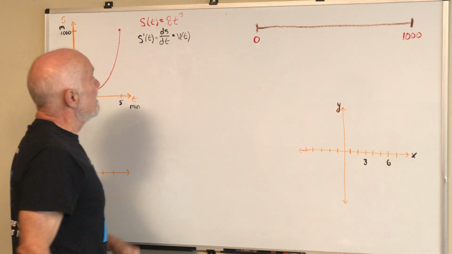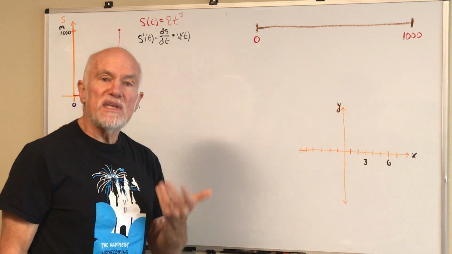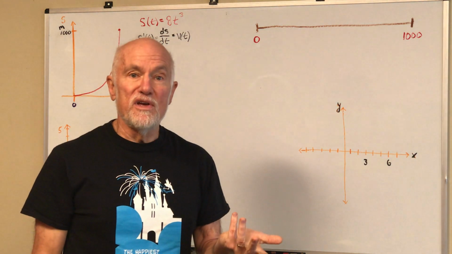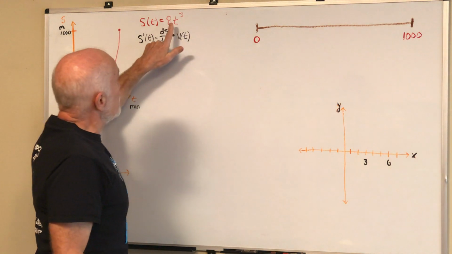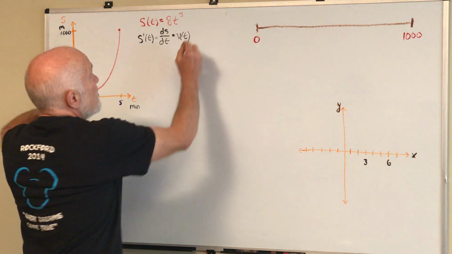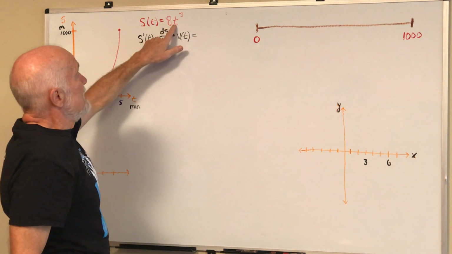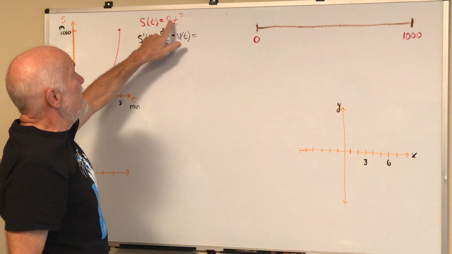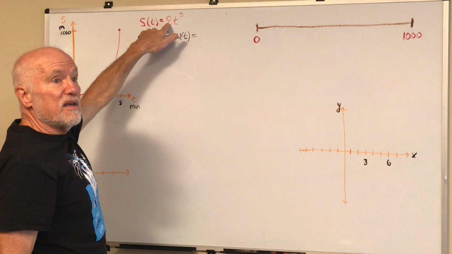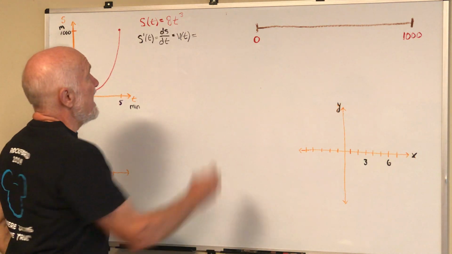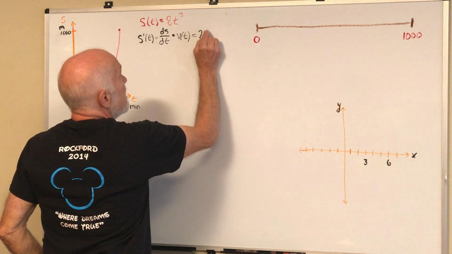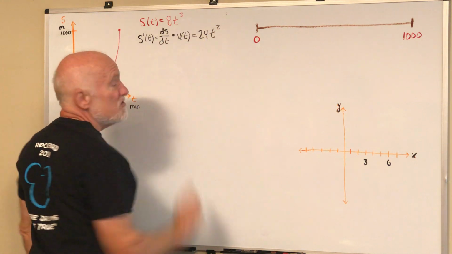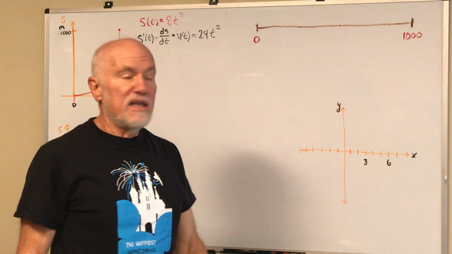Now back then, we had to go through that long limit definition to find the derivative. But now that we've got the shortcut, we can say the derivative of t cubed is 3t squared, and then we have this constant out front. So we just multiply by that constant and get 24t squared. A whole lot easier than doing that long limit definition.